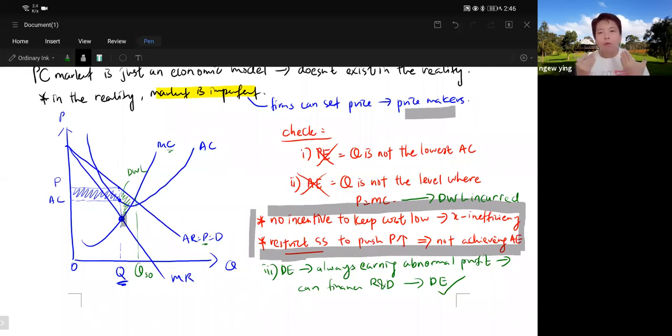And lastly, I will just give a little bit of credit to monopoly, saying that monopoly has the potential to achieve dynamic efficiency because they are earning abnormal profit. They have more than enough funds to finance research and development if they want. So my keyword is if they want, but how many of them will actually do it? So this is questionable. Okay, now that's all for part 1 and part 2 of the 25 marks discussion.